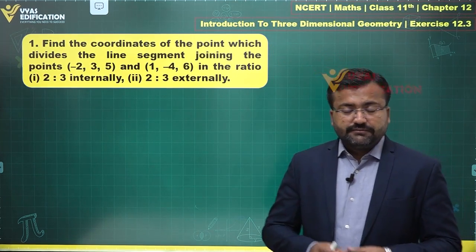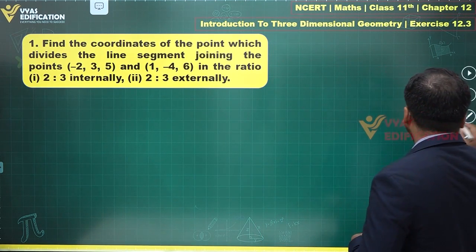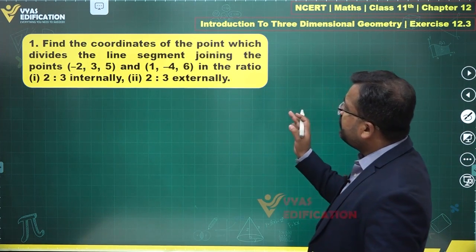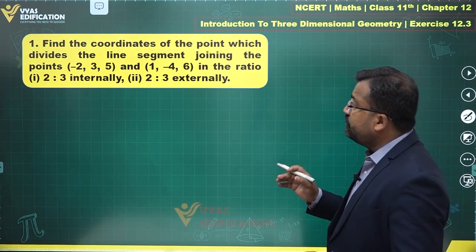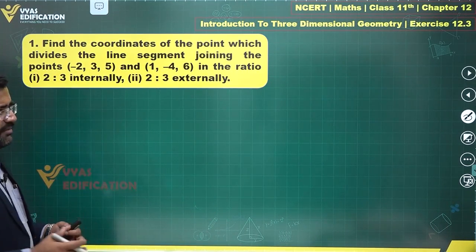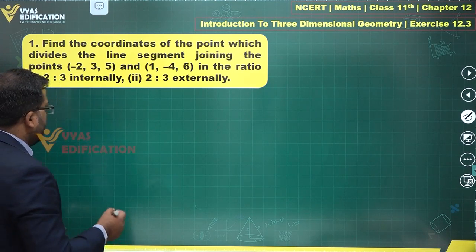The first question says, find the coordinates of the point. A direct question for that matter. Find the coordinates of the point which divides the line segment joining the points this and this in the ratio 2:3 internally, 2:3 externally. That's what the question says. A pretty simple and a direct question.